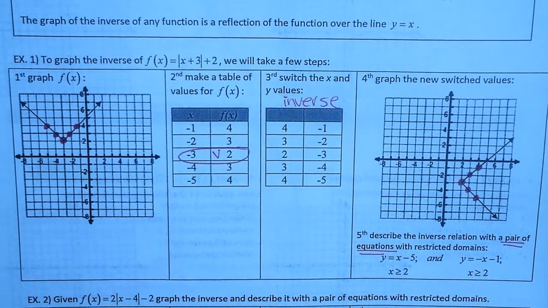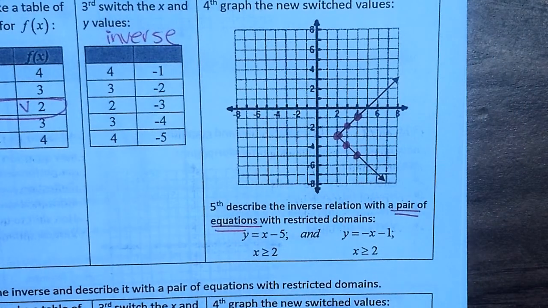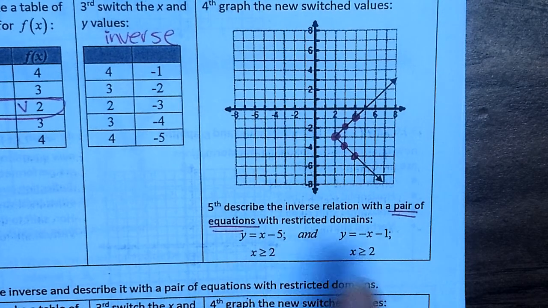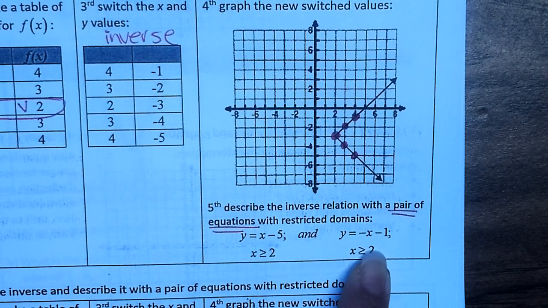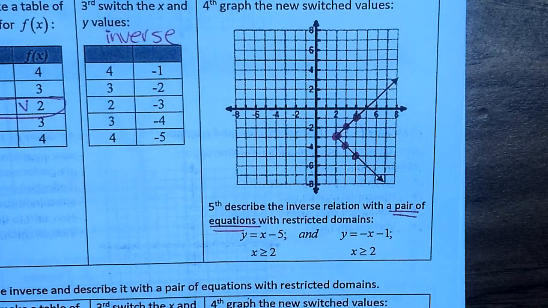And here's what the two equations are. It's already been done for you. Y equals x minus 5 and y equals negative x minus 1. But let me show you where that comes from so that you know how to do it.